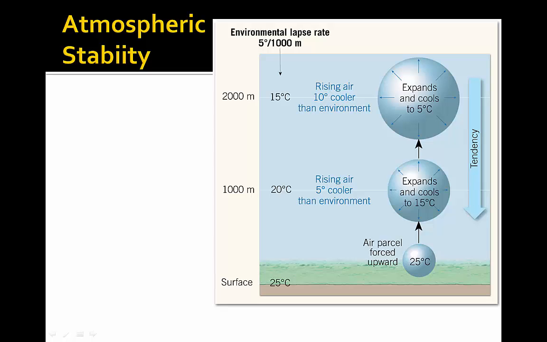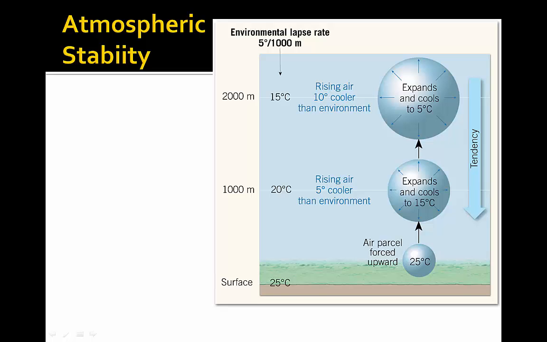So let's think about two basic categories. Air that doesn't move vertically or generally returns to its same position is considered stable. Air that shows significant vertical movement is considered unstable. So there are three general types of stability.